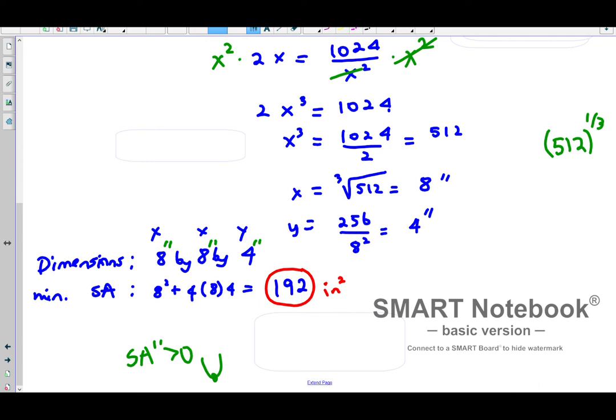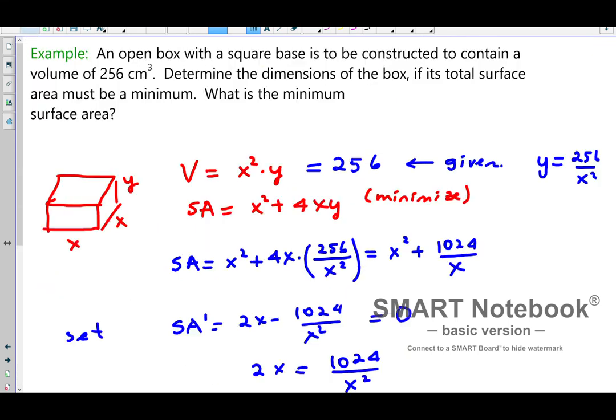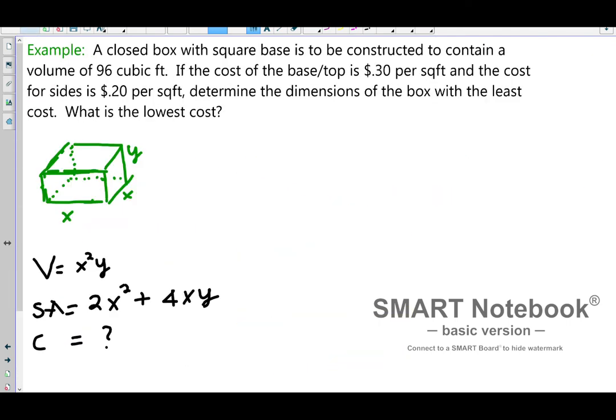And here I would like to do one last example on another box problem, but this time it's going to be a box with a cost associated with it. Let me give you a moment to read the question first.